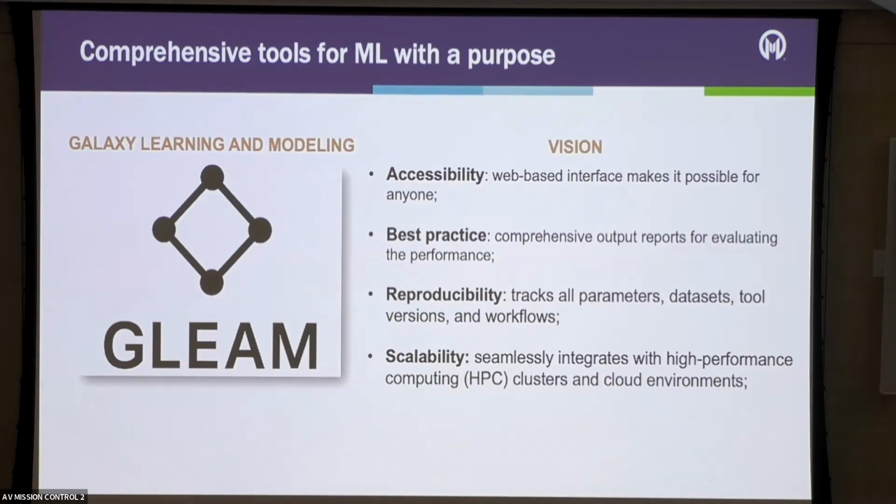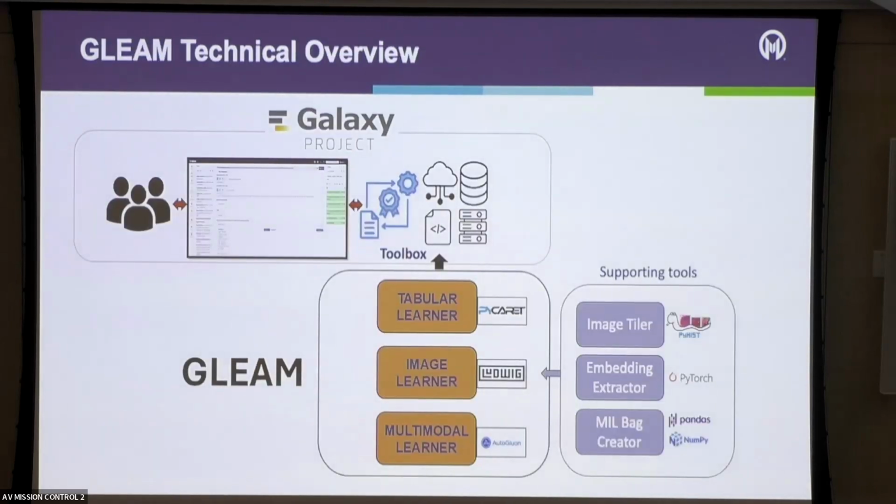And that's when GLIM shows up. GLIM stands for Galaxy Learning and Modeling. It has a really straightforward vision. We want to have accessibility in our tools and best practice because this is really important for science, reproducibility and scalability as well.